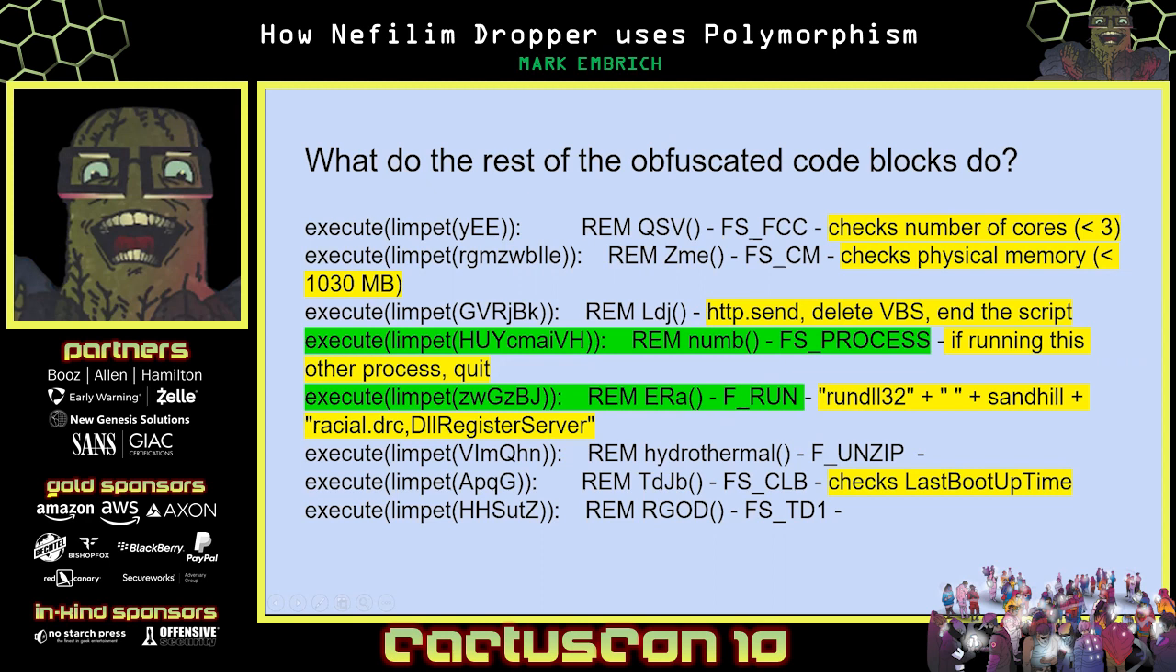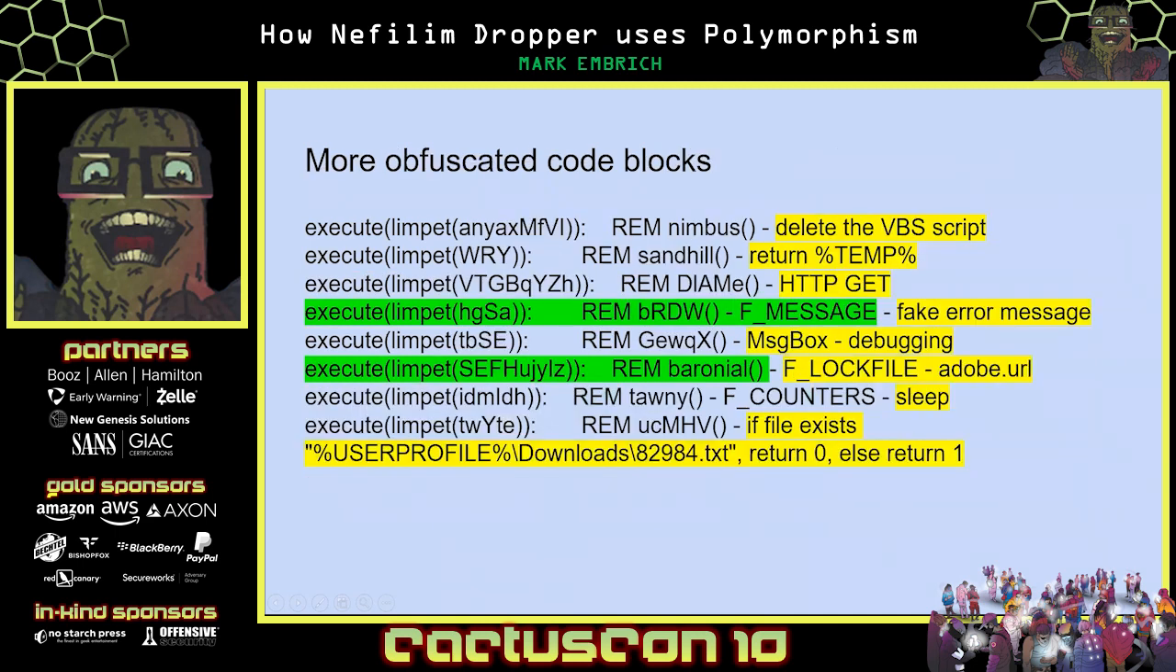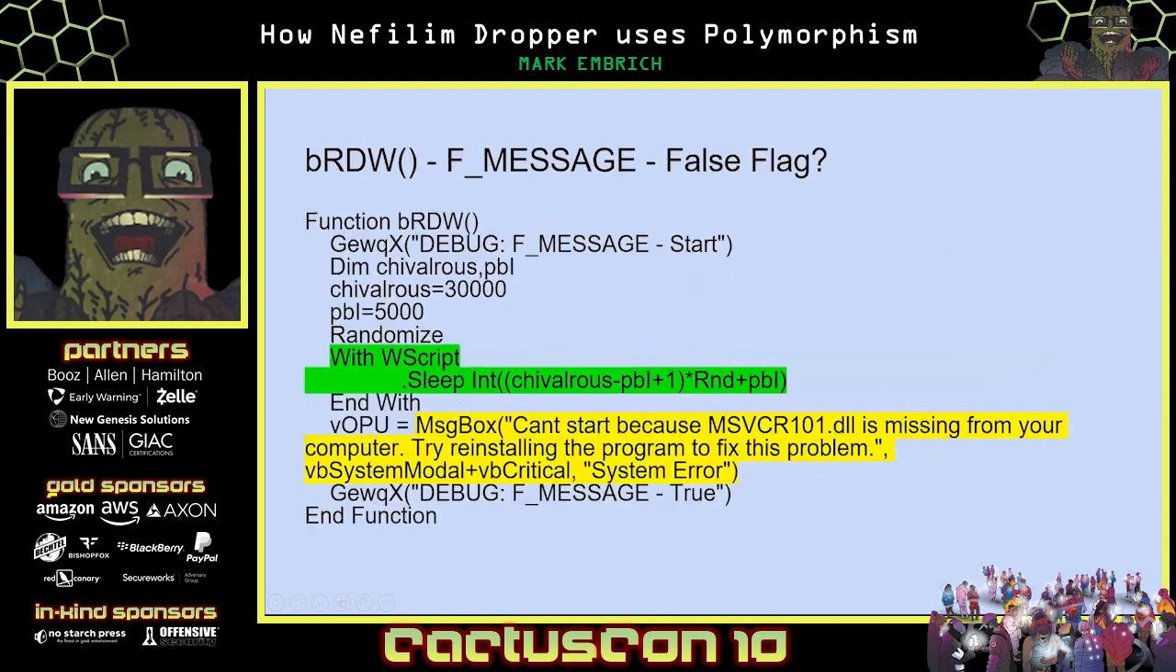Another interesting one is function era, which is labeled frun. This is the thing that actually runs the dropped DLL. And our list of functions continues. We have other functions that do various things, and the interesting ones from here are the ones highlighted in green. I liked fmessage and flockfile. So let's take a look at the interesting ones.